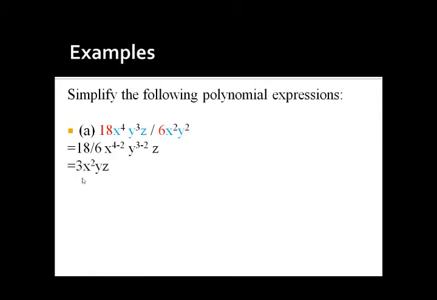And the answer would be: 18 divided by 6 is 3. X to the 4 minus 2 would be x squared. Y to the 3 minus 2 would be y. And z would be z. And that's the answer.